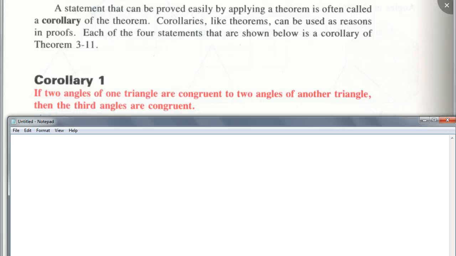If two angles of one triangle are congruent to two angles of another triangle, then guess what? The third angles are congruent. What does that mean? Does it make sense? Think about this. Like I said, don't write this down because we're running out of time. I want you to understand these corollaries. What does it mean? Who could explain? By the way, how many triangles are we talking about here? Two. Okay, what do you know about these two triangles?